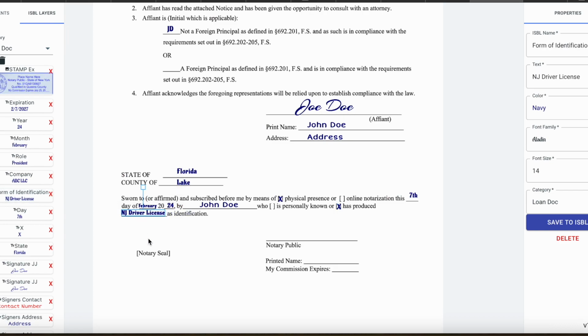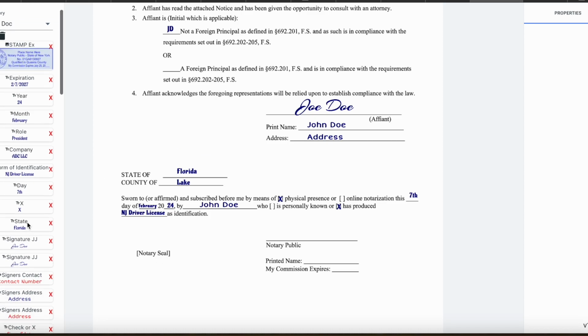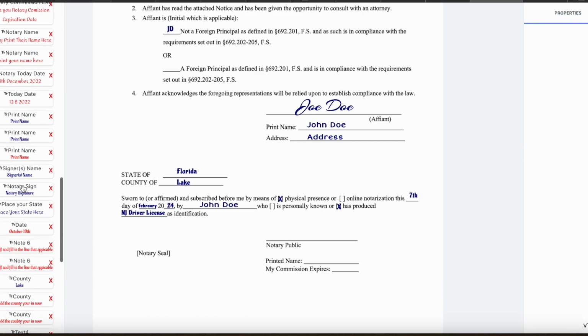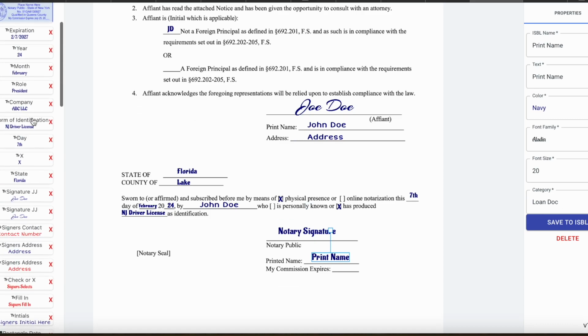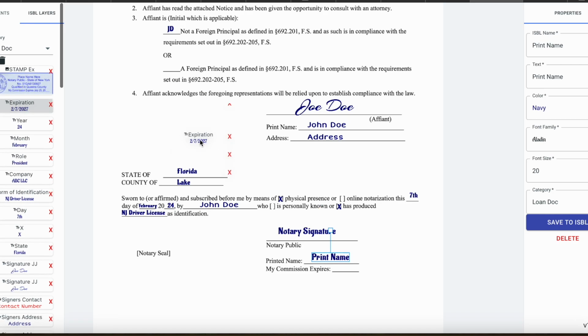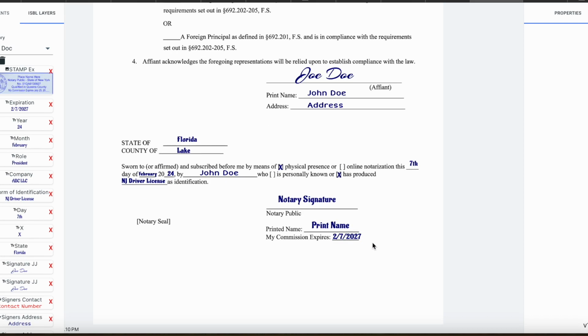Then use New Jersey. In this case, he has property in Florida, but maybe he lives in New Jersey because he has a New Jersey driver's license. Okay. Then you're going to sign as the notary your signature. You're going to print your name. And then you're going to put your commission expiration date. So we're going to put this. We should have done 7/7/27, but it's okay. And this is how you would notarize this.